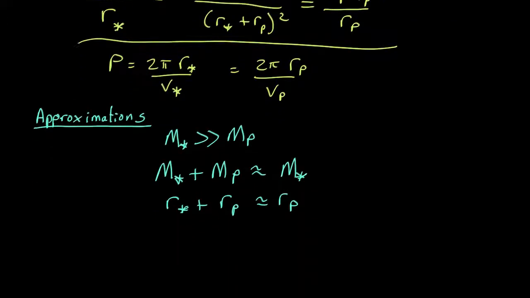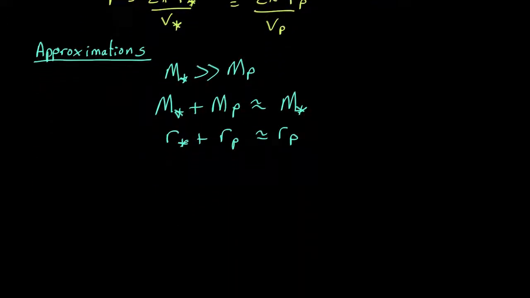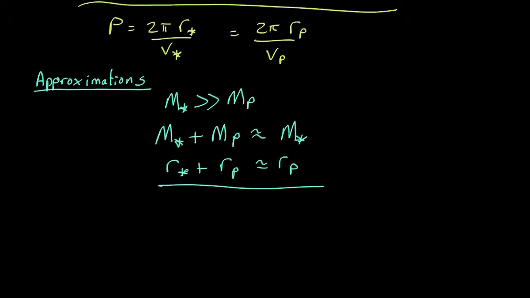Not quite right, but typically a planet is 1,000 times less massive than a star, so it's only going to be out by 1 part in 1,000 or 0.1%. So these are pretty useful approximations and will get us a nice answer. So given these approximations, what can we do?